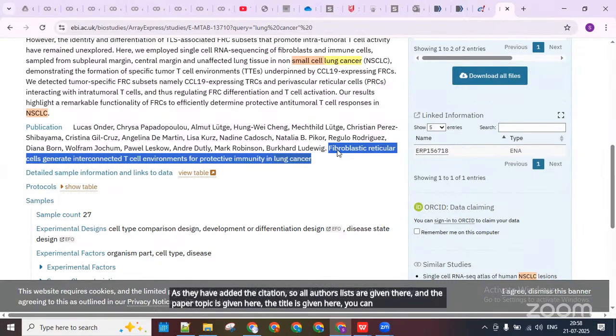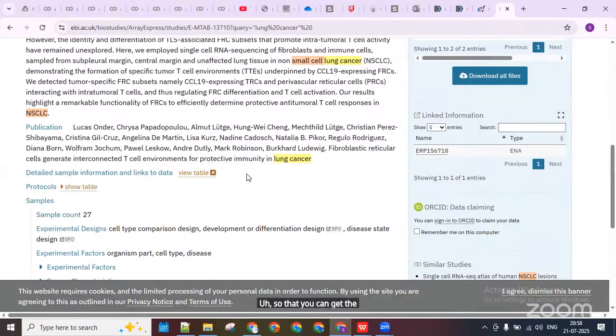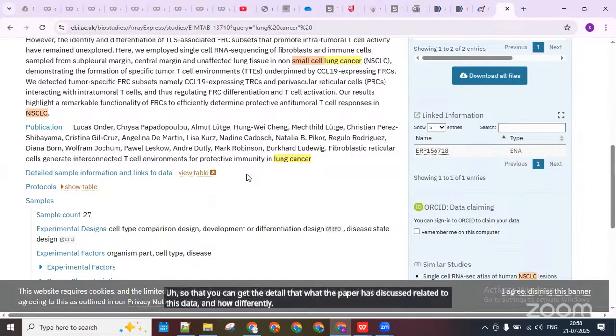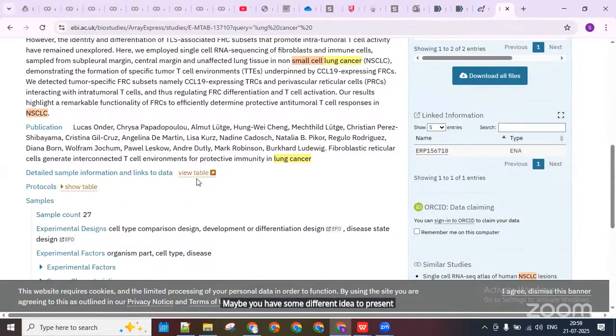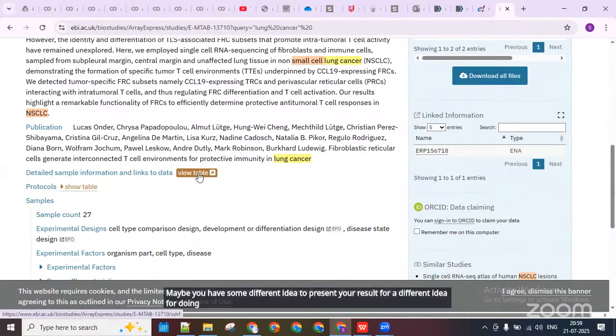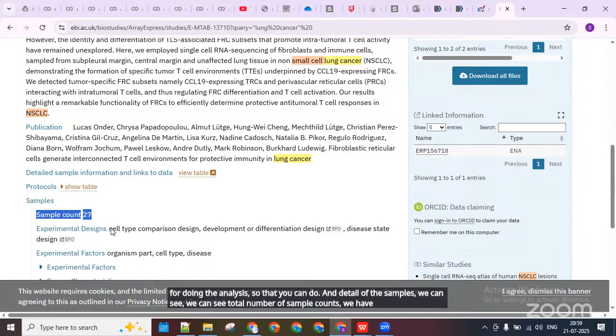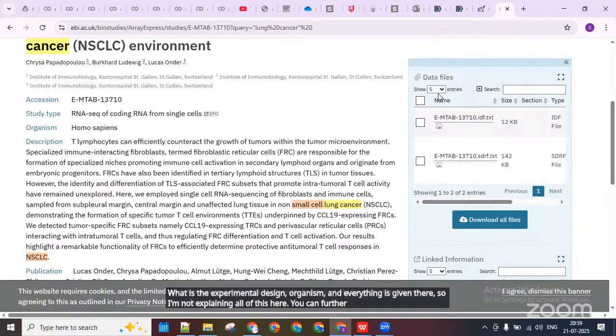You can search with this title and the first author name, so that you can get the details of what the paper has discussed related to this data, and how differently you can present your results if you are going to analyze the same data. Maybe you have a different idea for doing the analysis. As for the sample details, we can see the total sample count is 27. The experimental design, organism, and everything is given there. So I'm not explaining all of this here. You can further explore the data files we have here.